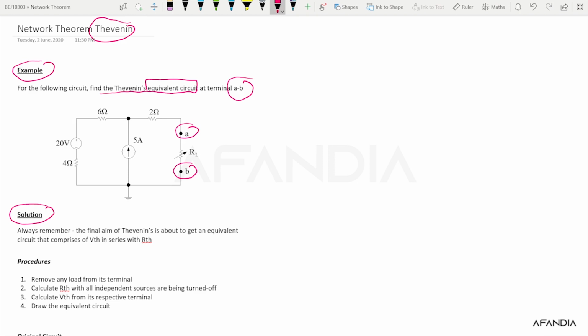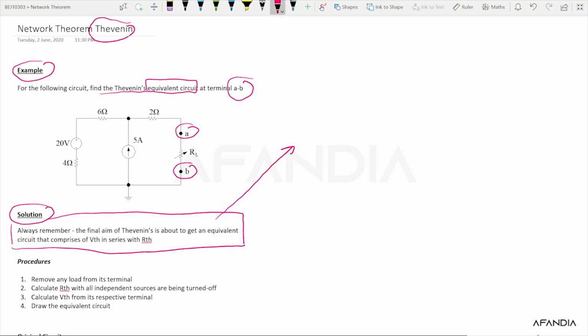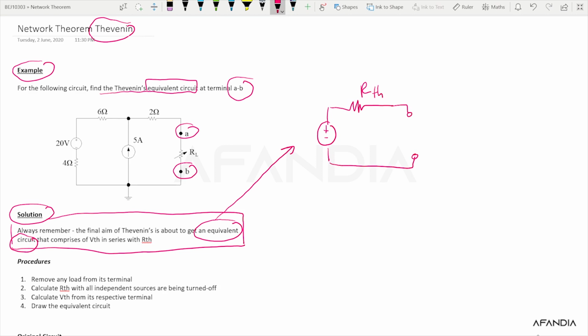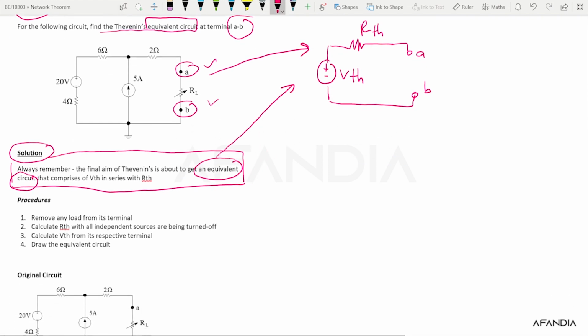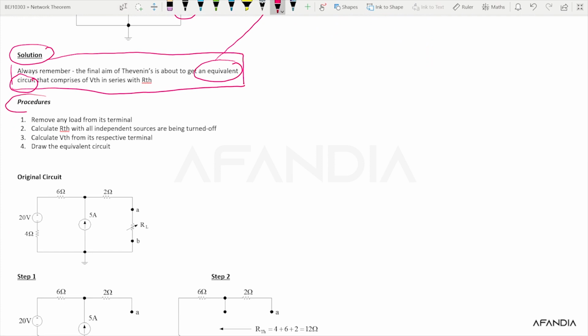To solve this question, we must always remember this principle. What is the principle? At the end of our analysis, we want to identify the equivalent circuit of the Thevenin that comprises VTH in series with RTH, and you need to connect it to the terminal. So in this case, we have A here, we have B here, and this is our VTH.